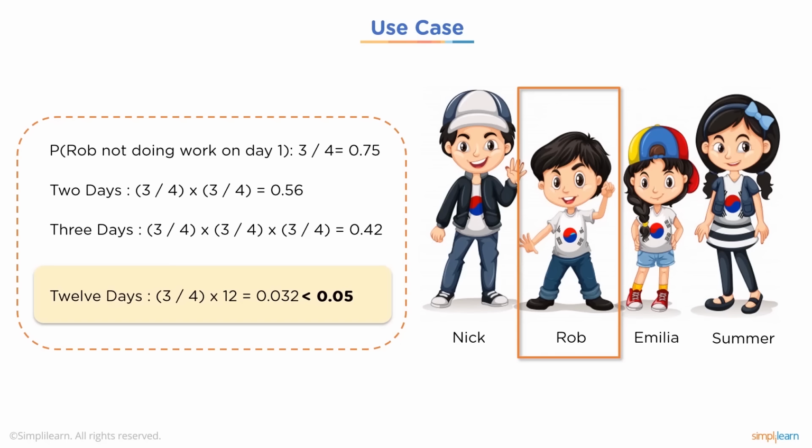When you get to day 12, it's 0.032, which is less than 0.05. Remember this 0.05. That comes up a lot when we're talking about certain values when we're looking at statistics. Rob is cheating, as he wasn't chosen for 12 consecutive days. That's a very high probability when on day 12 he still hasn't gotten the job cleaning the room.